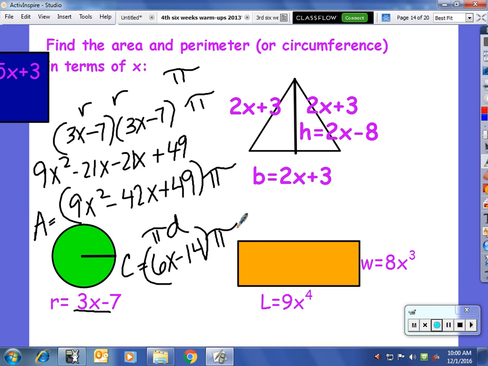So you got to double the radius, if that's what I gave you. You got to find the diameter. And then you multiply it by pi. And it has to be in parentheses. Okay, so are we good with the circle then?